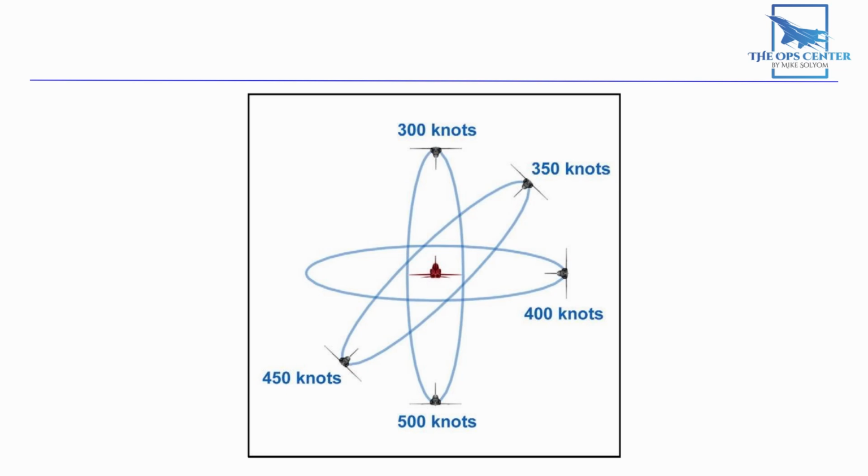What it's telling us is that if we were going for a purely vertical, high to low turn, we would want to start at 300 knots.